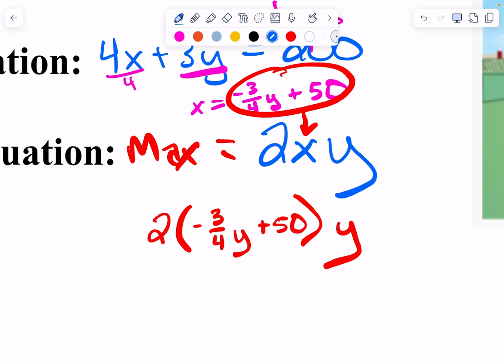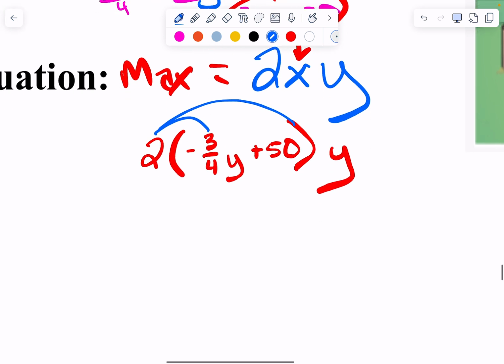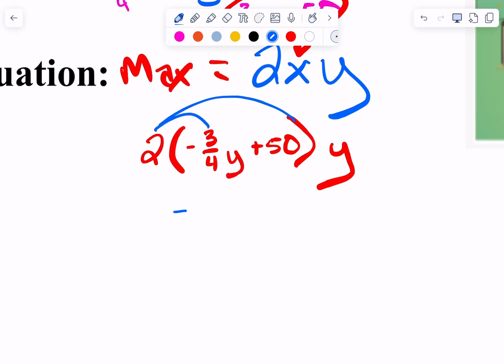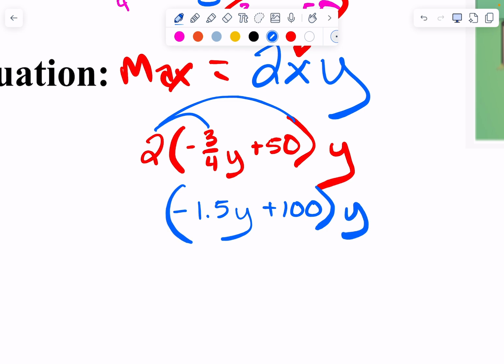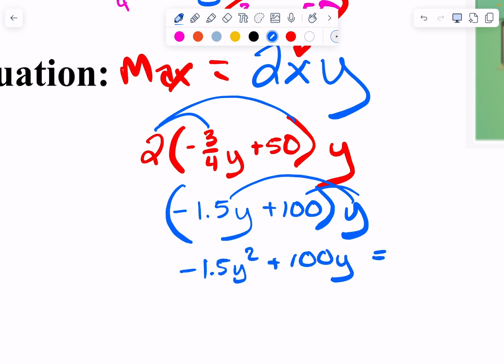All right, should we distribute our 2 through here? Yeah, we might as well. What's 2 times negative 3/4? Negative 6/4 or negative 1.5. Now we can switch to decimals if we want to, I guess. Plus 100. But then I have to take times y over here on the back half, right? So negative 1.5 y squared plus 100y equals 0.